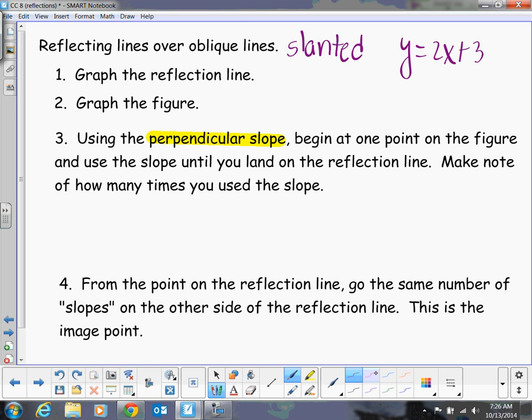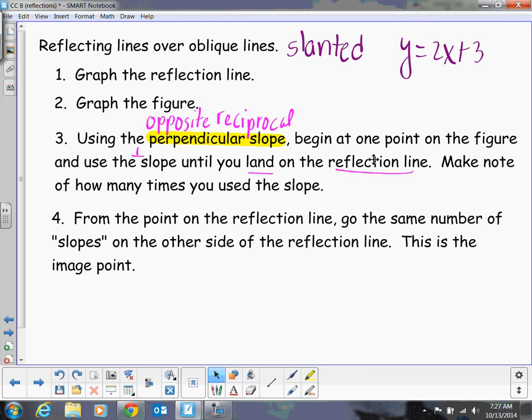Perpendicular slope is opposite reciprocal. So if you don't know it, write it up above. Opposite reciprocal. We're going to need this for tomorrow also. Then you're going to begin at one point on the figure and use the perpendicular slope until you land on the reflection line. You have to make a note of how many times you use the slope. Did you go up 3/4 5 times, 2 times, 1 time?